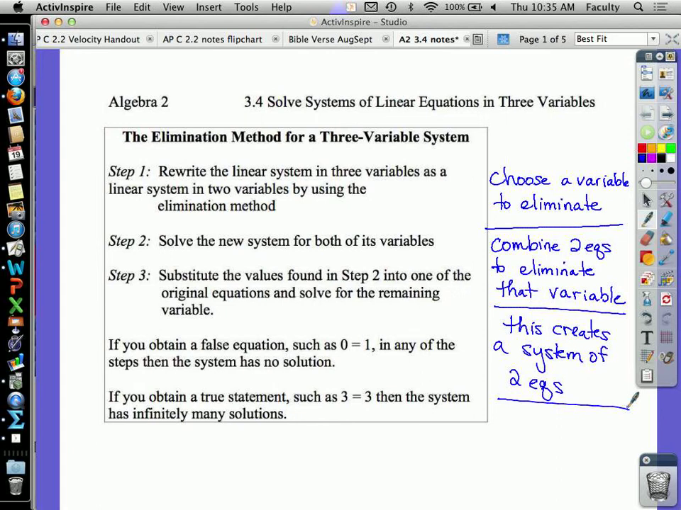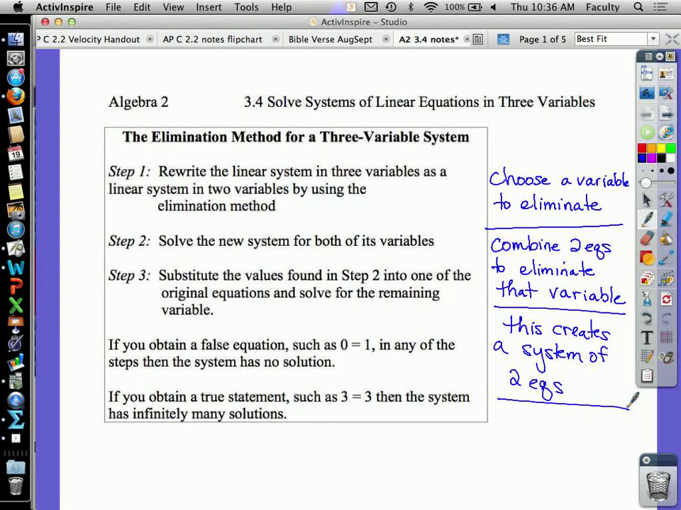So with 3 equations and 3 unknowns, you're going to pick a variable to get rid of, x, y, or z. And you get rid of it by combining 2 equations at a time. Then this results in a system of 2 equations, and we just practiced that with our warm-up today with our farm animals, our pigs and our ducks.